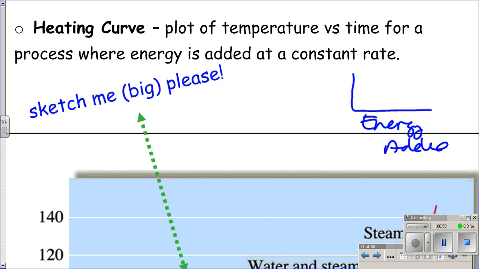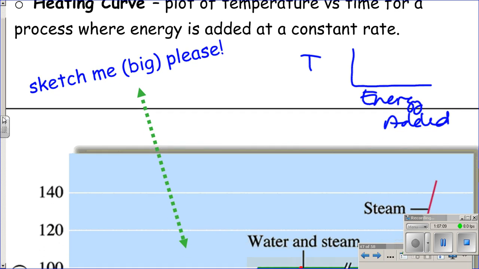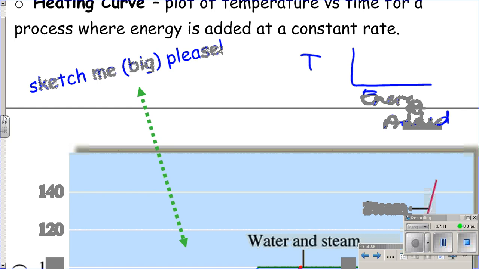So you've got energy added across the x-axis, and then temperature on the y-axis. This is different than a phase diagram, which has pressure and temperature on its axes. So we're going to go through just the specifics of both of these, but not too long, because I want you guys to start to refer to cues in class. All right, temperature and energy added.